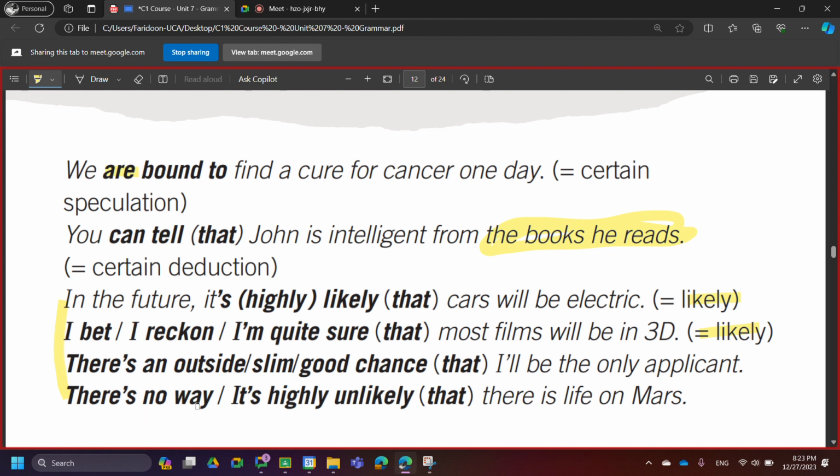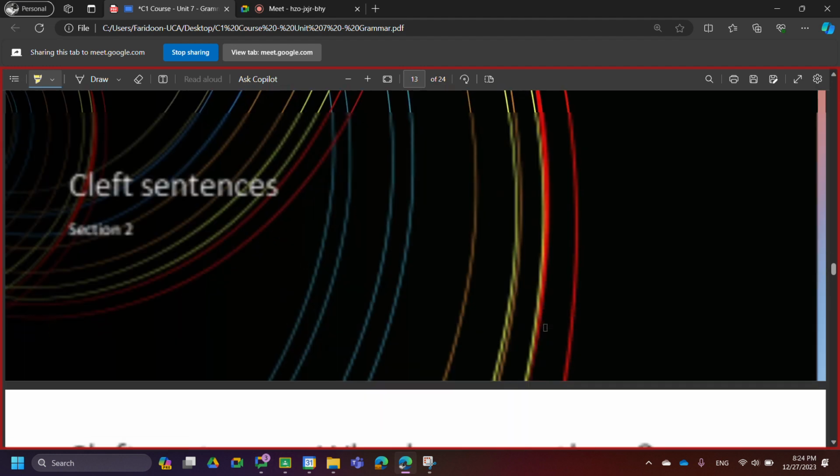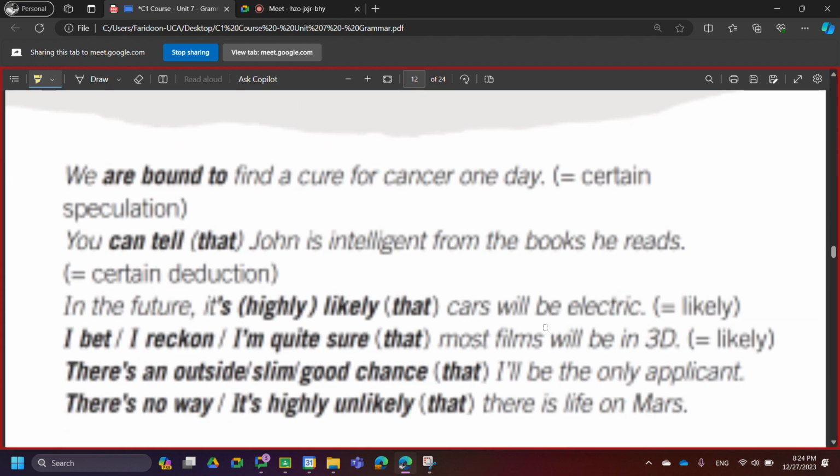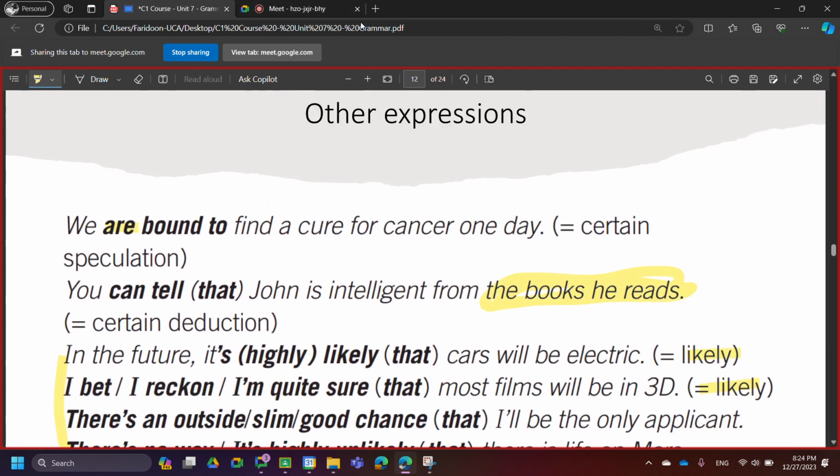And the last one, there is no way, it's highly unlikely that there is life on Mars, means that it's nearly impossible. Like, you are not very, very sure if it's going to happen or not. So that's unlikely. Okay? So I'm going to stop now. If you do have any questions, just ask.